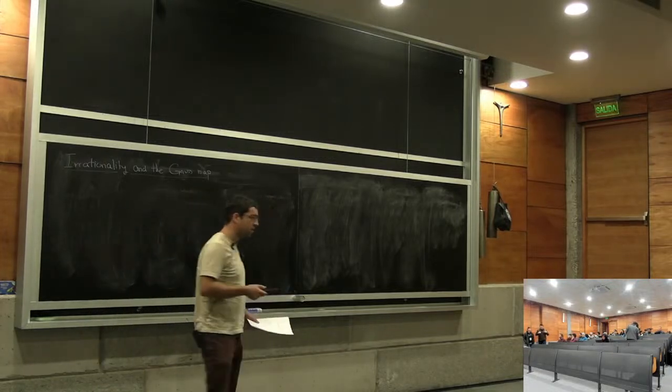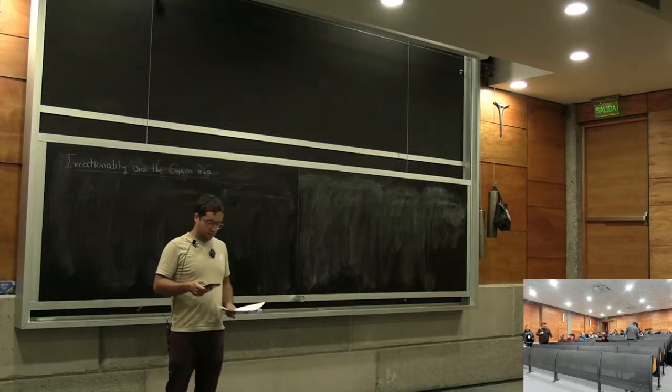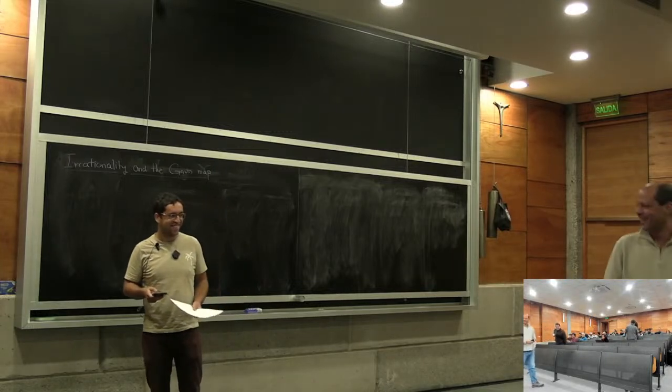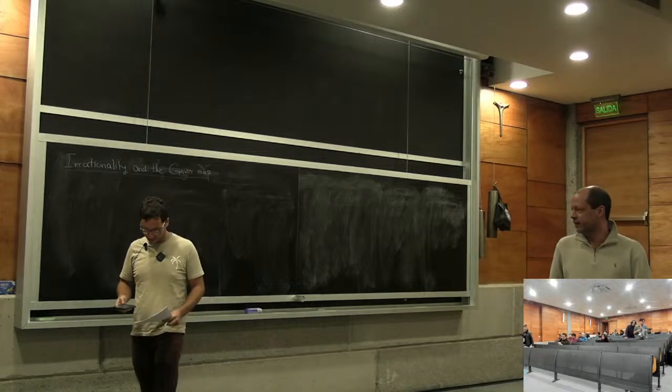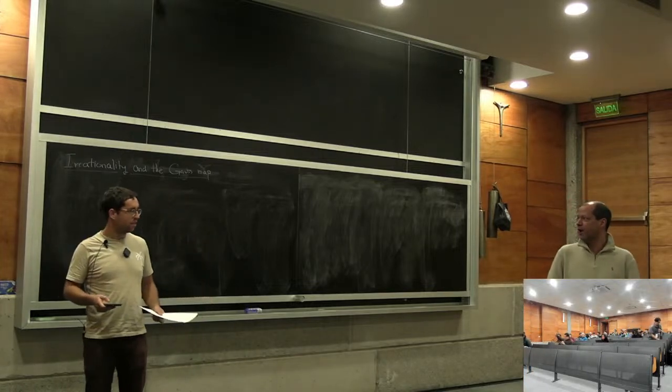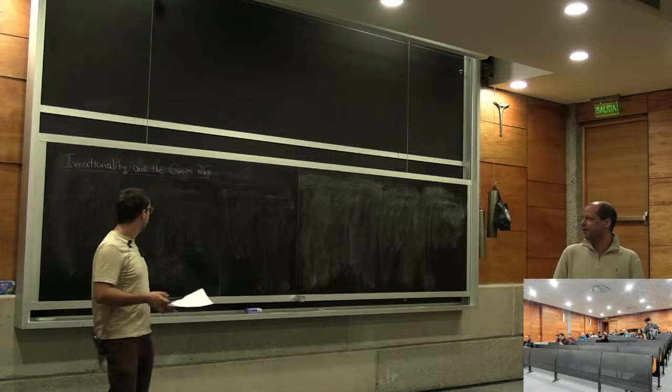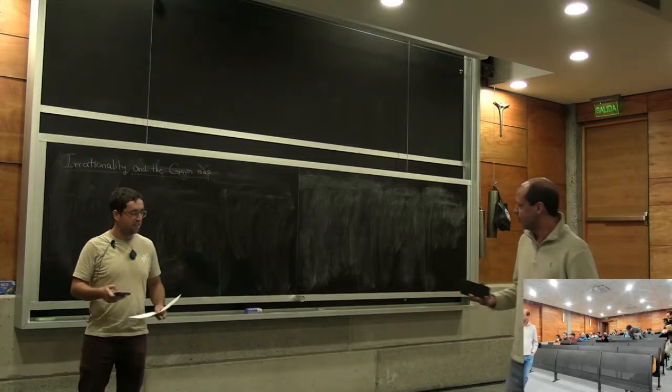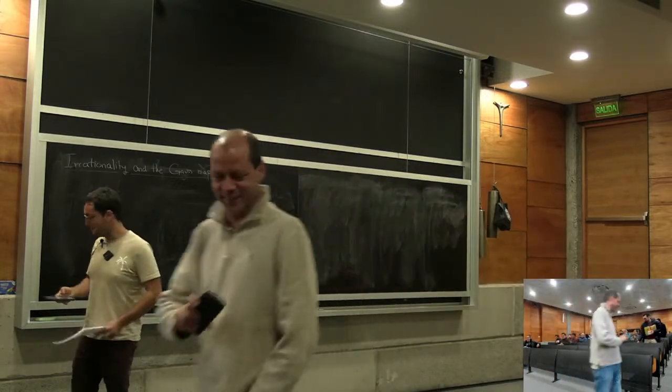Okay. So 3:40, it's time for another talk. And the speaker now is Olivier Martin, who will talk about irrationality and the Gauss map.